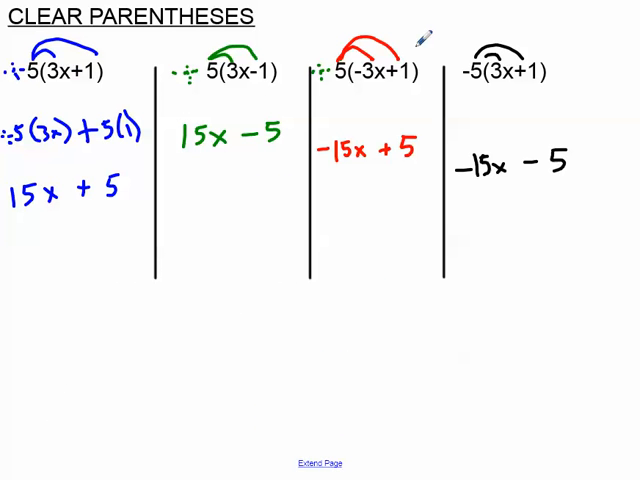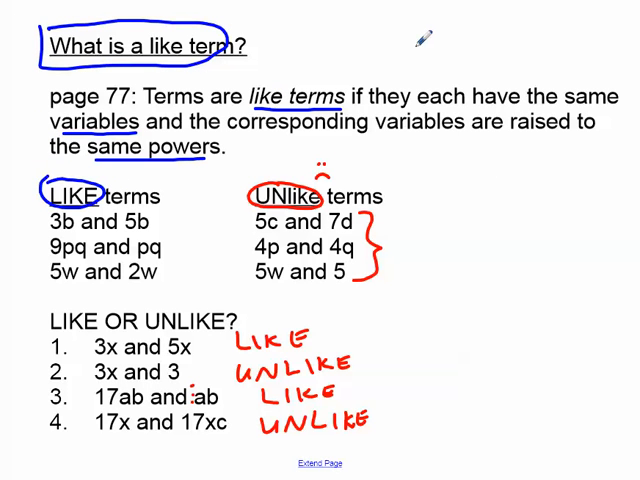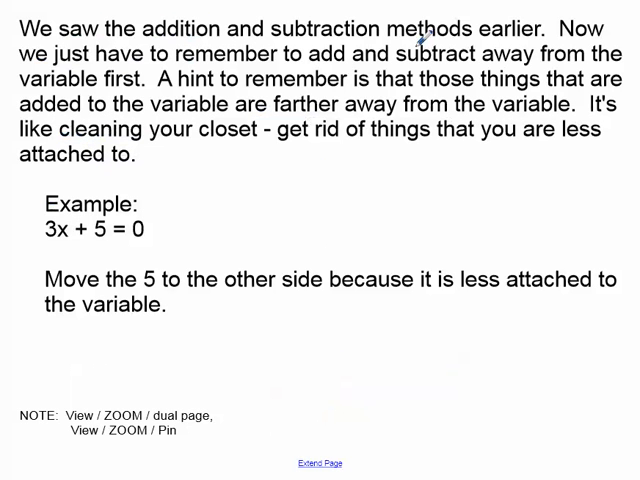Here's clearing parentheses by multiplying the number outside the parentheses by every term inside the parentheses to get just terms. And then what's a like term? Like terms have exactly the same variables to exactly the same powers. So now we're at the situation where we might have to solve something.